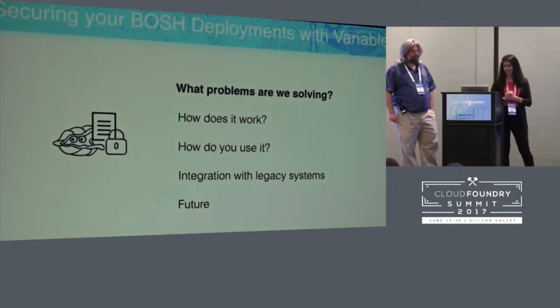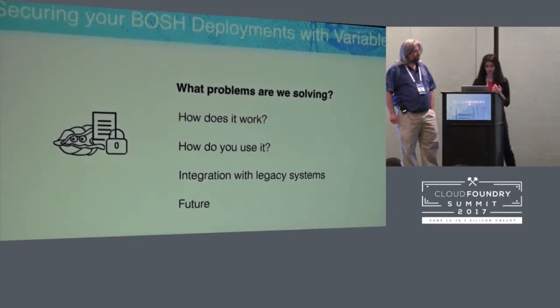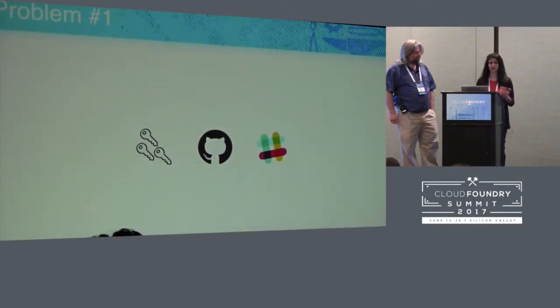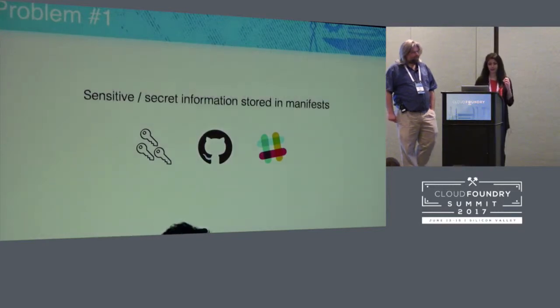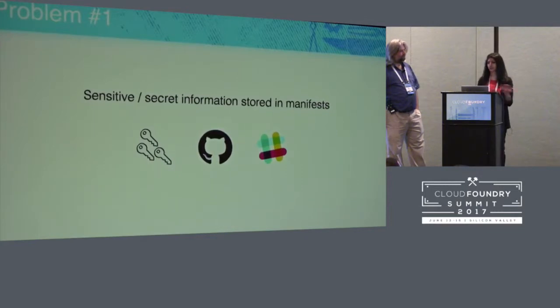So let's get started. What problems are we solving exactly, and how are your current deployments insecure? When you create your deployment manifest, you have SSH keys, certificates, passwords, all in plain text. On its own, this is not necessarily a problem, but what happens is when you want to check it into GitHub or you want to post it on the BOSH Slack channel because you had some problem with your deployment, you have sensitive and secret information exposed in plain text, and you just don't want that.